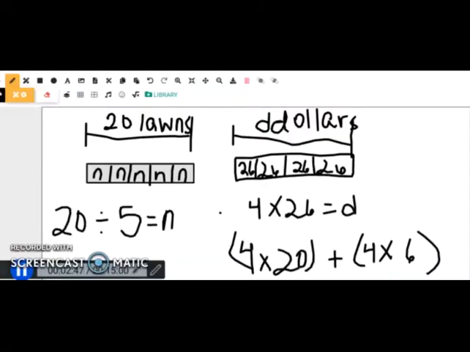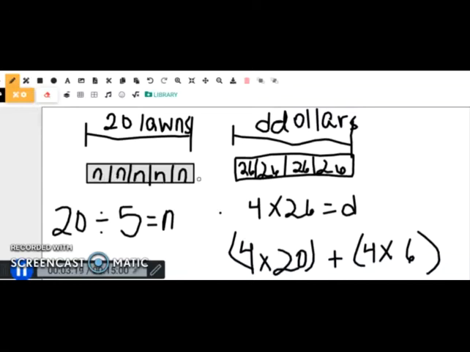Alright, so to represent this problem, I know that Shauna mows 20 lawns in 5 days. So I'm going to use my tape diagram to show you this particular problem, and then you're going to see that I need to figure out first how many lawns she mows each day before I can solve how much money she's going to make. So I want you to just look at this section right here. So I know that she mows 20 lawns in 5 days. So I already know the total. So I'm looking for how many she mows in each day.